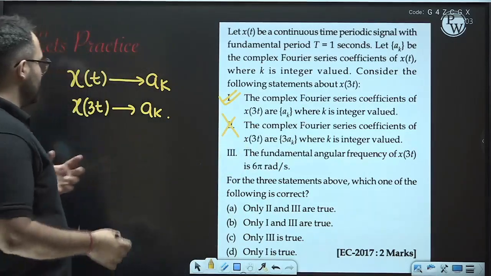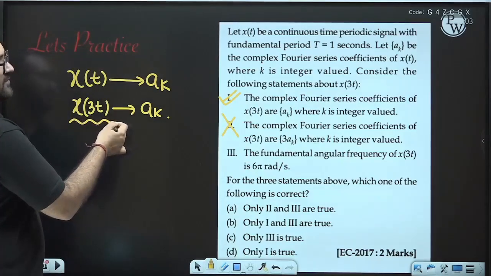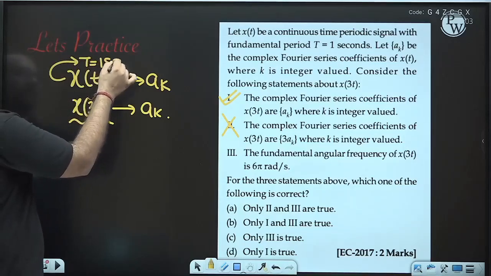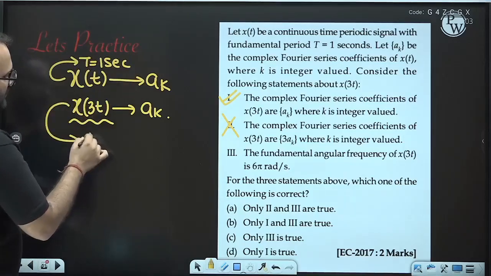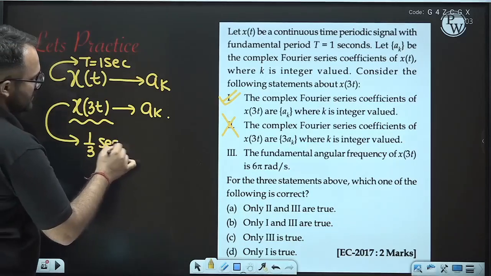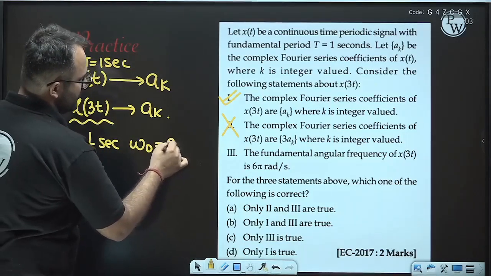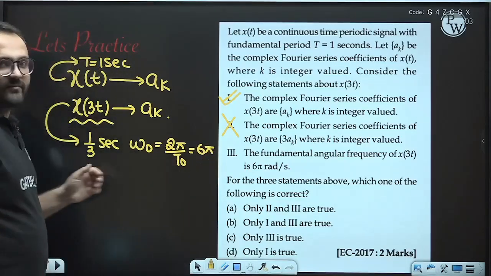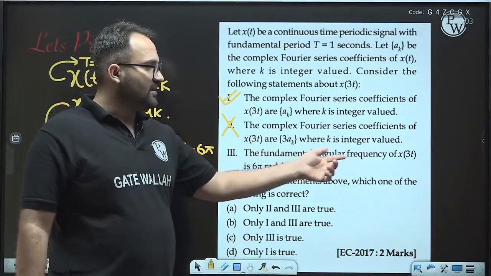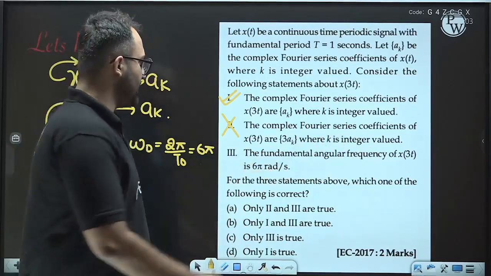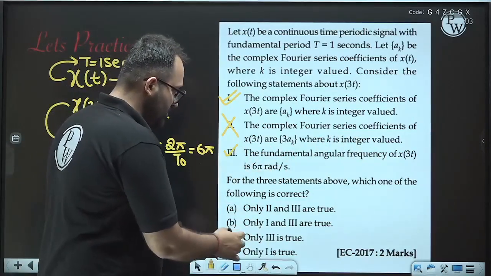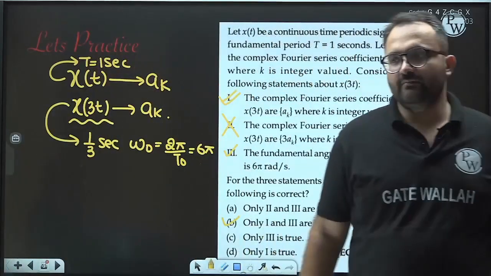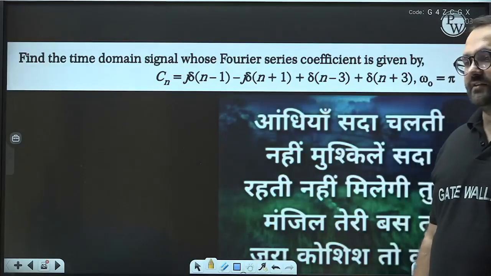And now, since we are doing time compression, the time period of this signal is 1 second. The time period of x(3t) will be 1/3 second, and omega naught will be 2 pi by time period, that is 6 pi. So from the third statement, we can see that the fundamental frequency of x(3t) is 6 pi. This is true. So 1 and 3 are true. These are the correct answers. So these types of problems related to Fourier series are asked in the GATE exam.